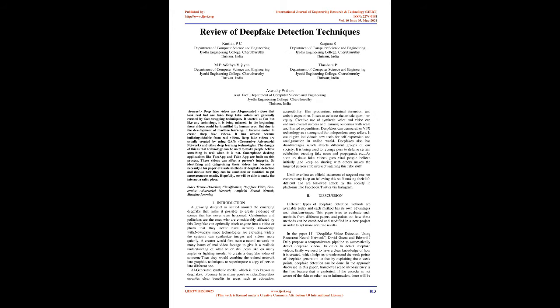Deepfakes also have disadvantages which affect different groups of our society. It is being used for revenge porn, to defame certain celebrities, and to create fake news and propaganda. As soon as these fake videos go viral, people believe them initially and keep on sharing with others, which leaves the targeted person embarrassed. Until an official statement from the targeted person comes, many keep on believing this stuff, making their life difficult, and they are attacked by society on platforms like Facebook, Twitter, and Instagram.